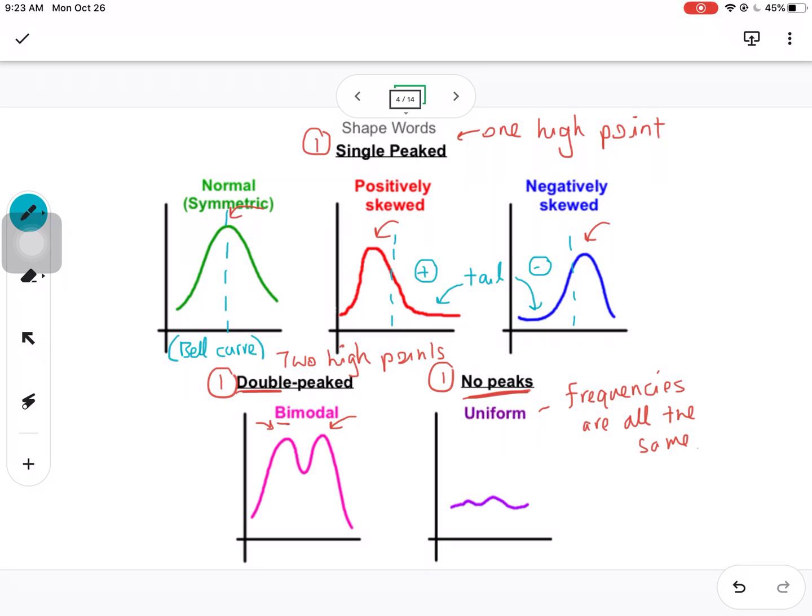Something that I just watched on YouTube that helped me remember this is if you were a skier on top of the hill and you're trying to figure out which way you want to go for a nice leisurely ski, for a positively skewed shape, you're going to go in the positive direction, towards bigger numbers. For a negatively skewed graph, you would probably go towards the smaller numbers, the negative direction. So hopefully that helps somewhat when you're figuring this out.